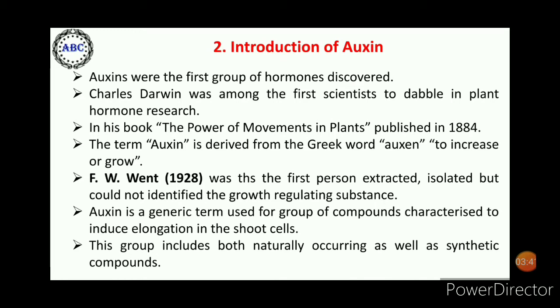F.W. Went in 1928 was the first person who isolated this hormone, but he could not identify it as a growth regulating substance. Auxin is a generic term used for a group of compounds characterized by induced elongation of shoot cells. The group includes both naturally occurring as well as synthetic compounds of auxins, which are also available nowadays in the market.